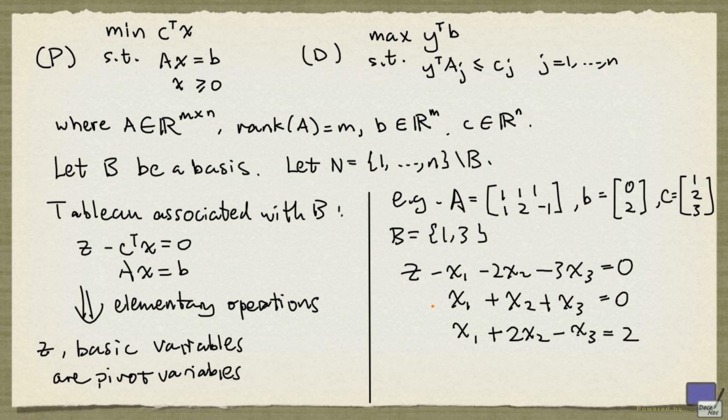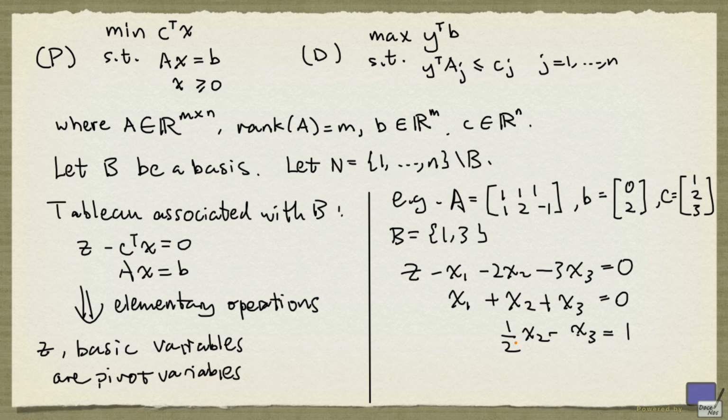So we start off by subtracting the second equation from the third equation. So x1 minus x1 is 0. 2x2 minus x2 is x2. And negative x3 minus x3 is negative 2x3. And 2 minus 0 is 2. And we are going to divide the third equation by 2. That gives us 1/2 x2 minus x3 equals 1.